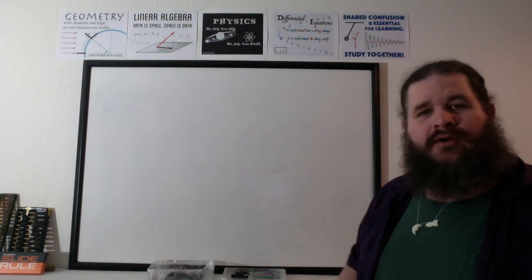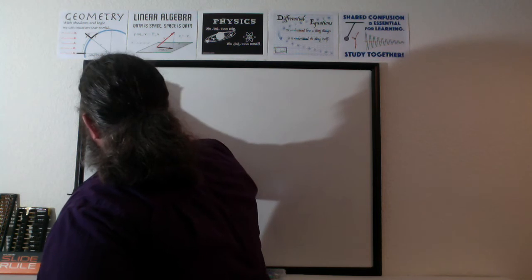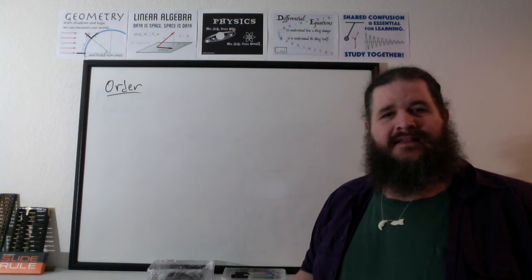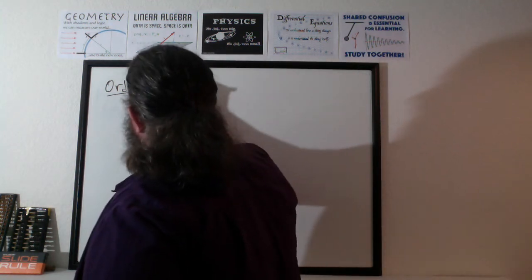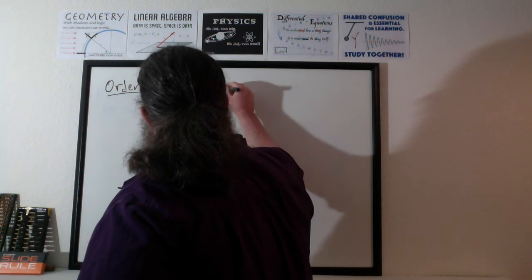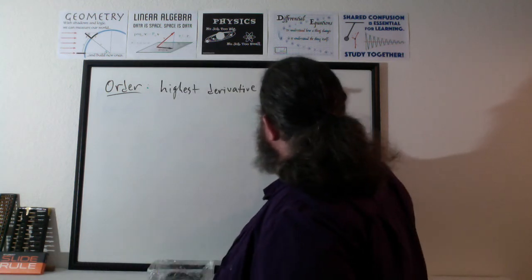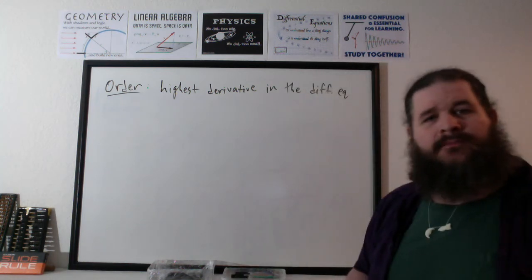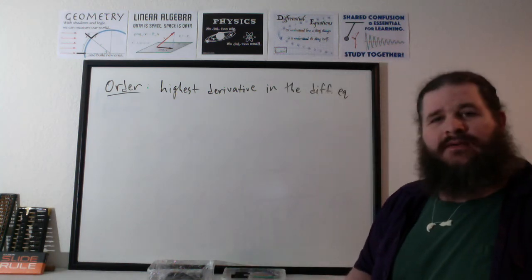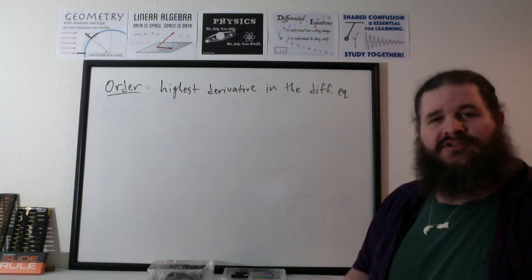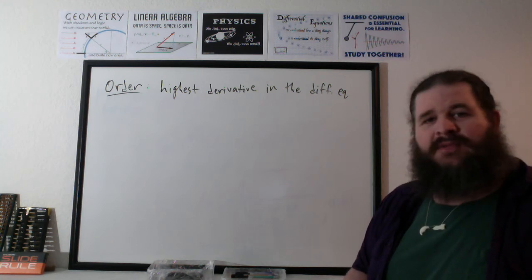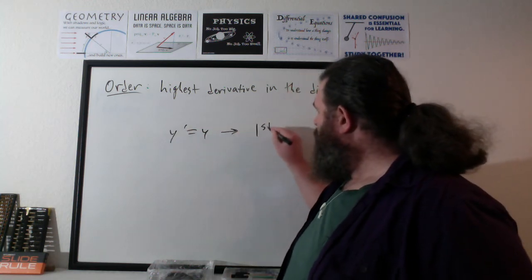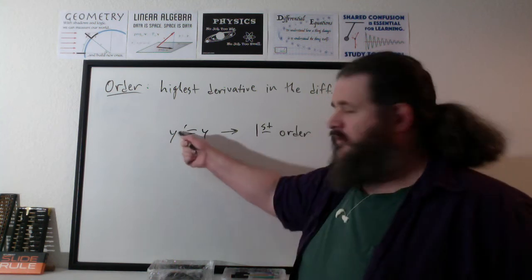And one of the most important categories is the idea of order. Order is basically just the highest derivative in the equation. And you may see some more complicated, more involved definitions of exactly what order means for certain other categories of differential equation. But for the kind we're going to be working with, order just means the highest derivative in it. So for instance, y prime equals y is a first order equation because it has a first derivative in it.